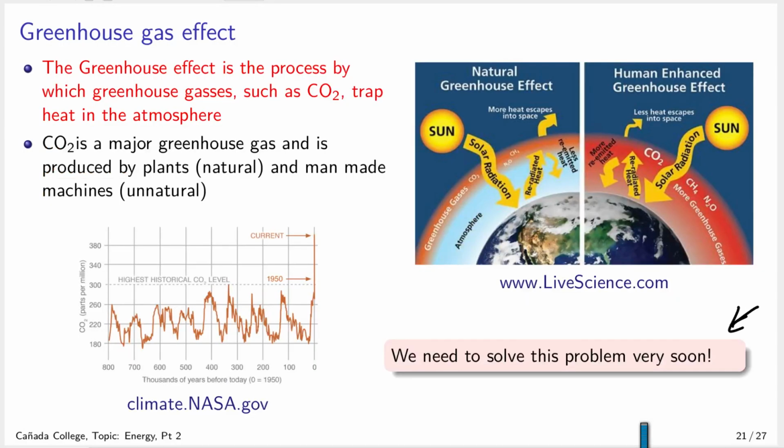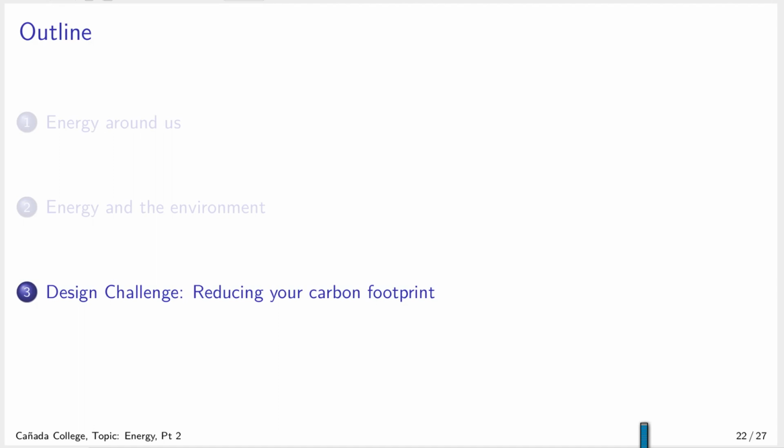So the bottom line is that we need to solve this problem very soon, otherwise our increase in Earth's temperature is going to be unrecoverable, and essentially it will melt all the ice and lead to significant changes in weather, and eventually leading to massive destruction. Okay. So the good news is that we can all do something, and we can do something right now. And so that's where we enter our design challenge, which I call reducing your carbon footprint.